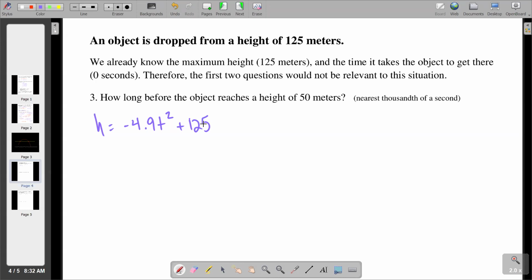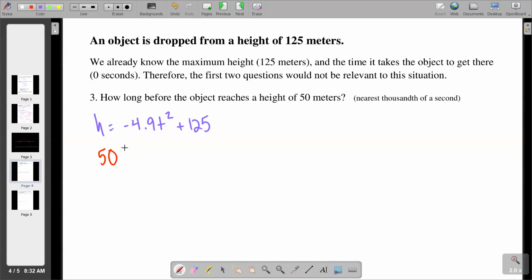So let's get to it. How long before the object reaches a height of 50 meters? We're only going to get one answer, right? This isn't like a ball that goes up through 50 meters and then comes back down through it. It's going to be there once. So let's figure out what that is. So we're going to replace our h with 50.